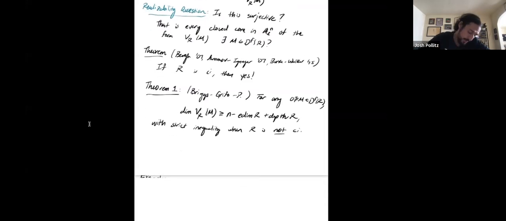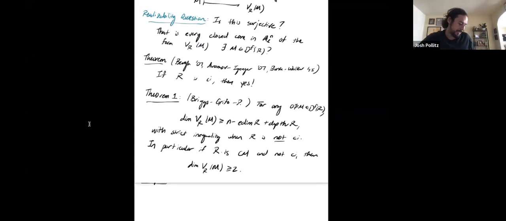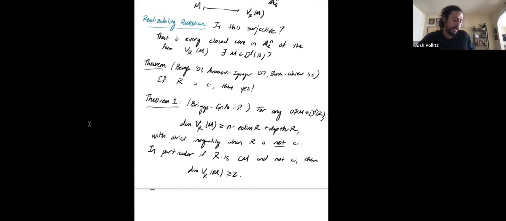And so a nice consequence of this is that in particular, if R is Cohen-Macaulay and not CI, then that actually tells you that the dimension of these varieties is always at least 2. And so not only does the realizability question fail for Cohen-Macaulay non-CIs, you can't get any lines either, any lines through the origin.